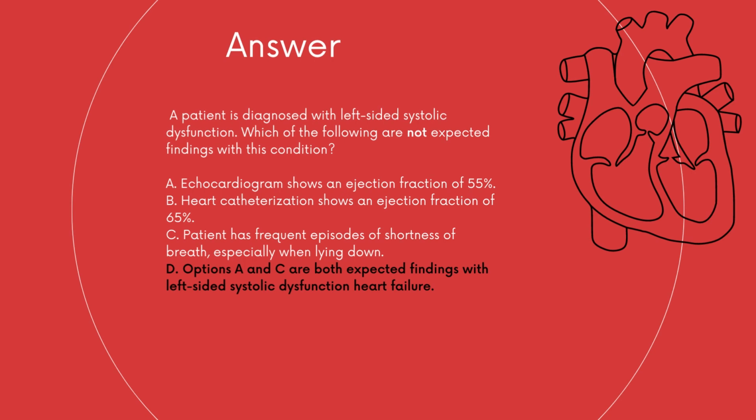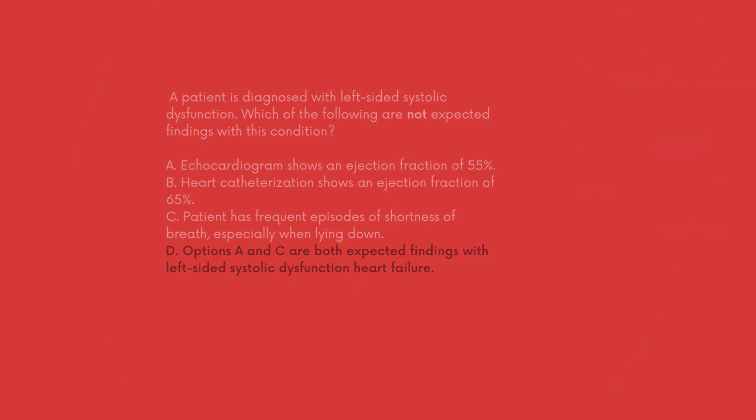Okay, so the answer here is D, which is options A and C. Sorry, there's a typo here. Both of these are not expected findings of left-sided systolic dysfunction, because since there is systolic dysfunction, the ejection fraction should be predicted to be lower. A normal EF is from 50 to 65, so these are both normal ejection fractions. However, with a patient who's diagnosed with left-sided systolic dysfunction, their EF should probably be somewhere below 30. All right, great job. Hope you got that one.